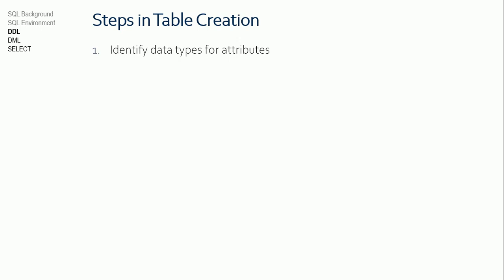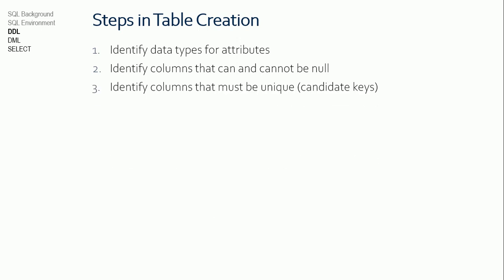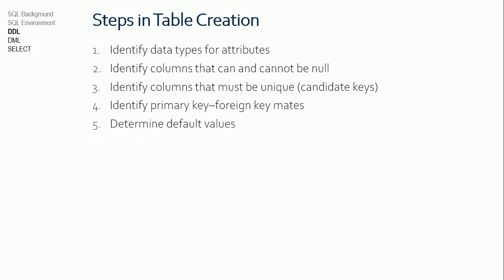So in order to create a table, if you recall from last week, first we identified the data types for all the attributes in our diagram. Then we identified the columns that can and cannot be null. We figured out which ones we can leave null. We identified columns that have to be unique, which were our keys. We identified our primary key and then our foreign keys, right? We figured out what the foreign keys are, adding them if we needed to in our diagrams.